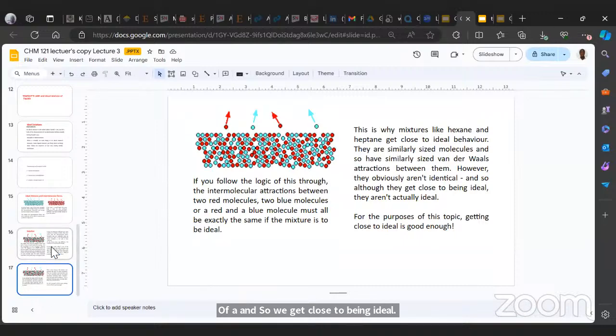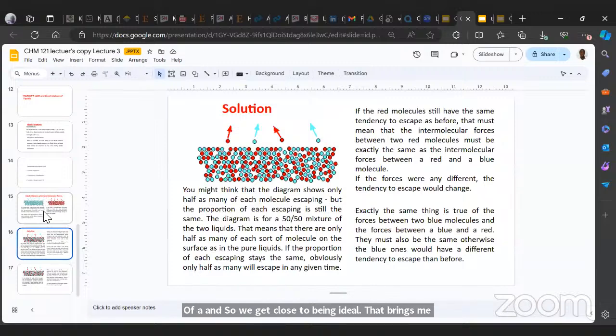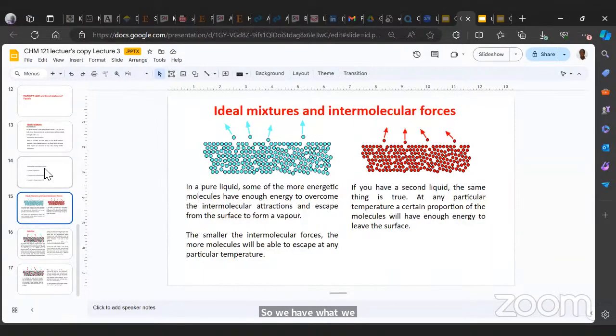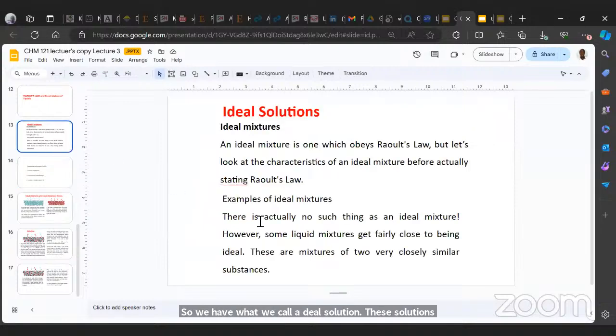That brings me to the end of today's lecture. So we have what we call ideal solutions. Ideal solutions happen when the individual components are similar substances, similar in many respects. And it's only when you deal with such that Raoult's law is obeyed. Raoult's law came into play to help us overcome the limitation of Henry's law. When you start calculation, you see that they are close to each other but different in some respects.